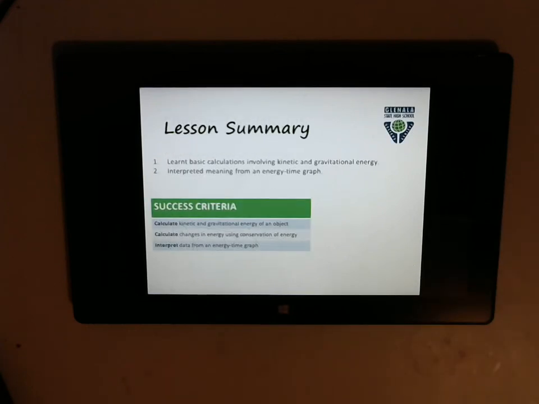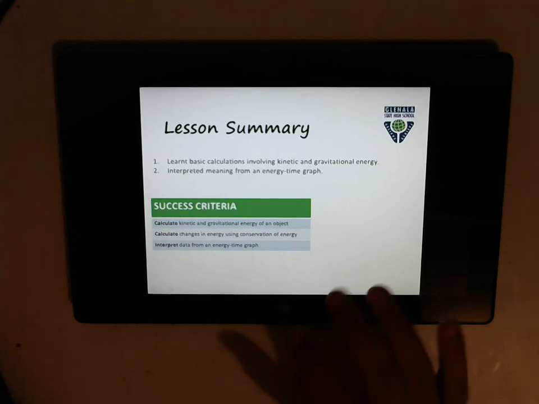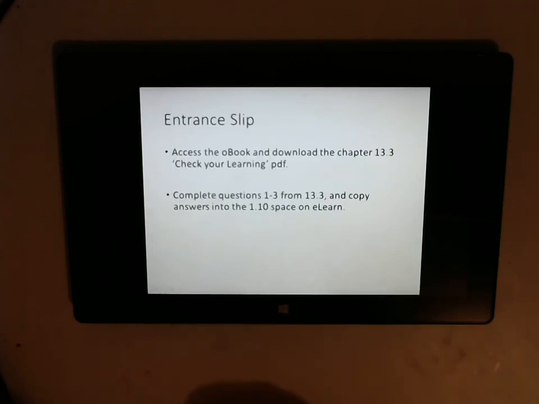Okay. So in this video we have learnt the following. We have learnt basic calculations involving kinetic and gravitational energy, and we've interpreted meaning from an energy time graph. For your entrance slip to class, please complete Check Your Learning 13.3 questions 1 to 3. Submit them on the 1.10 space on eLearn.